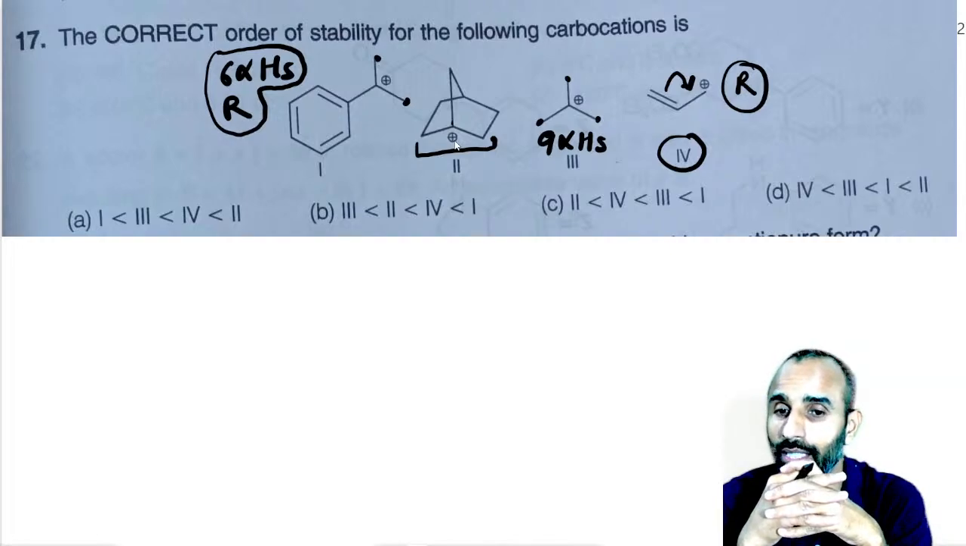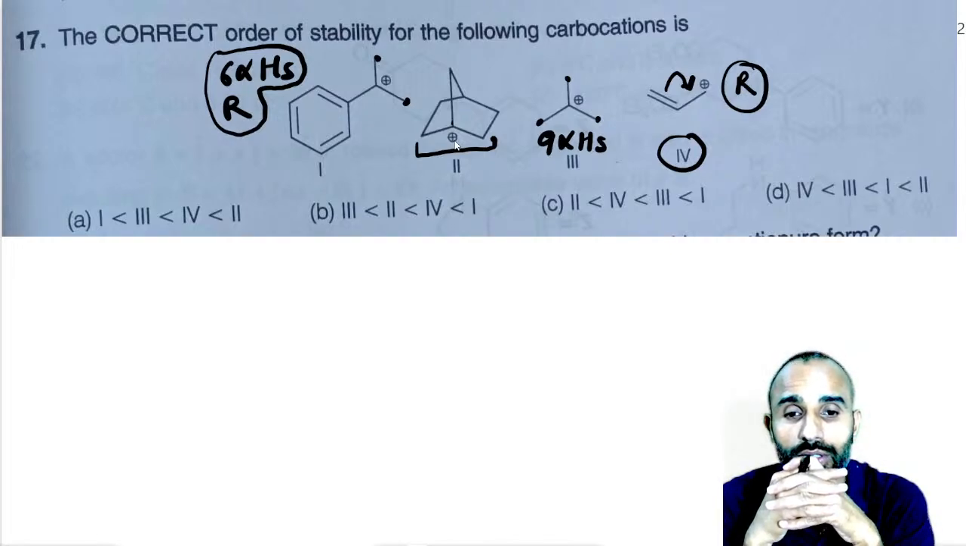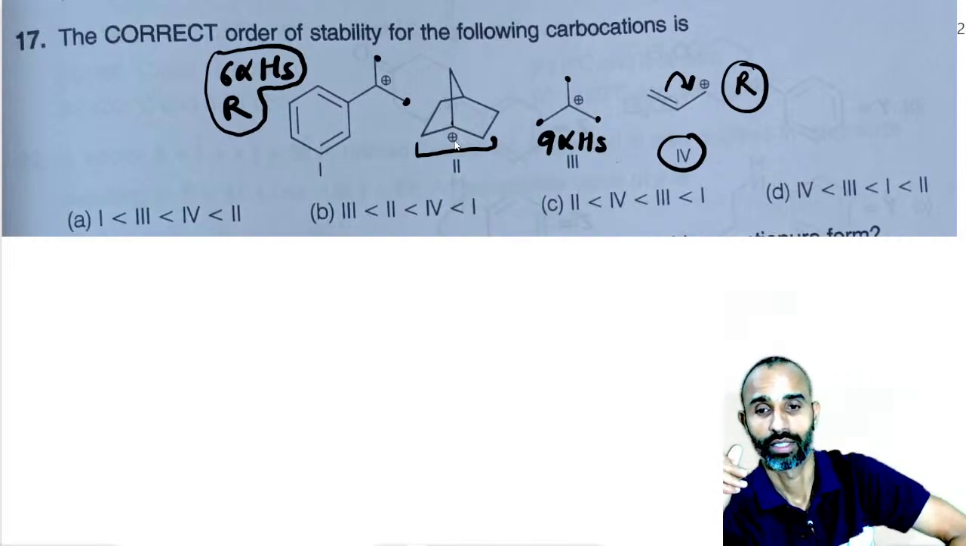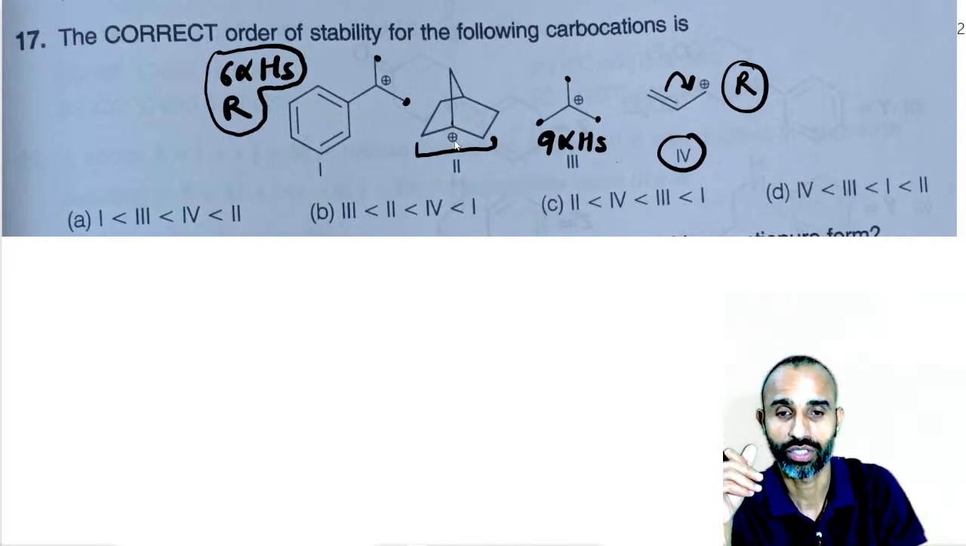Understood. So it is second least, then it is fourth. Option C, sir. Yes, because if the second is least stable, there is only one option left.